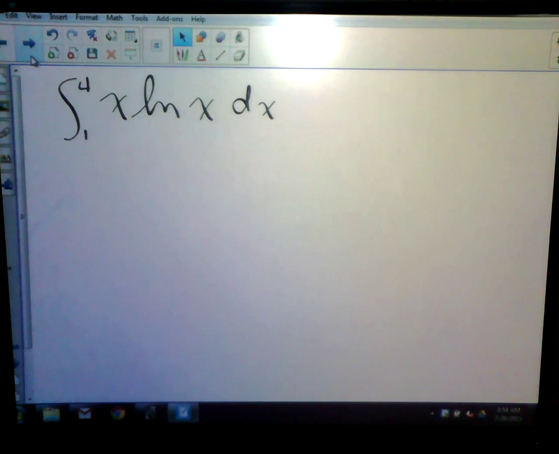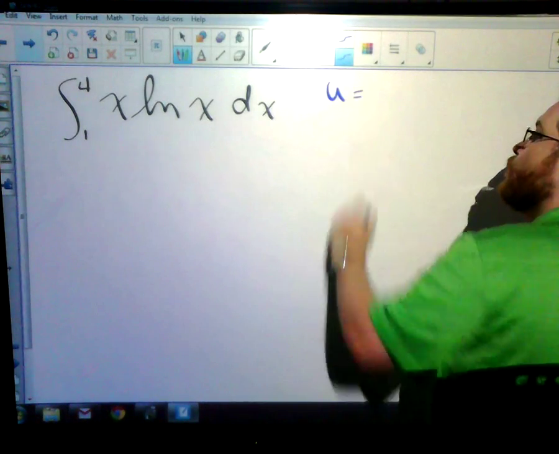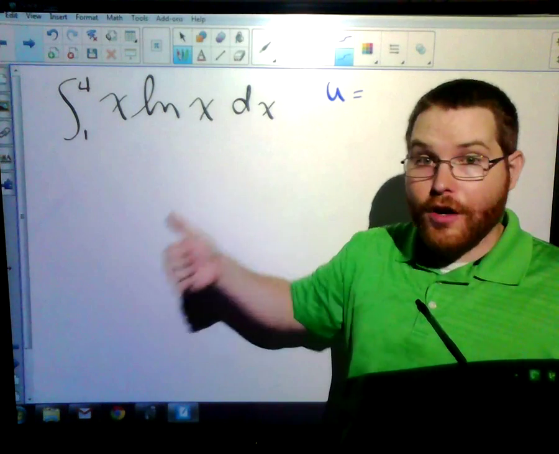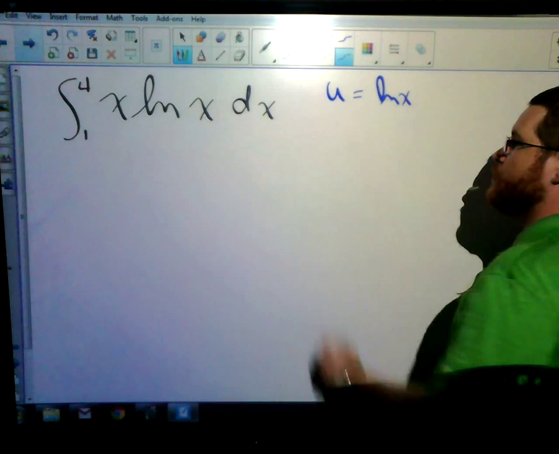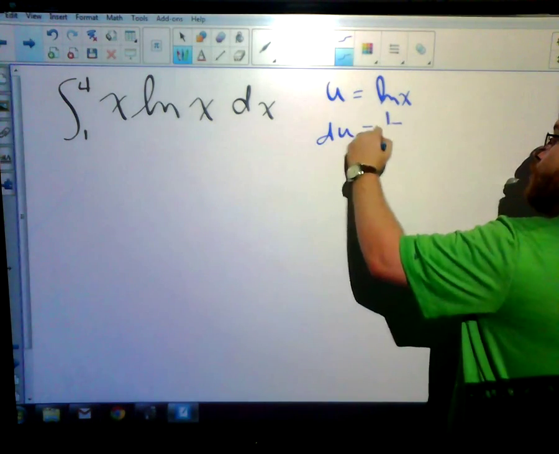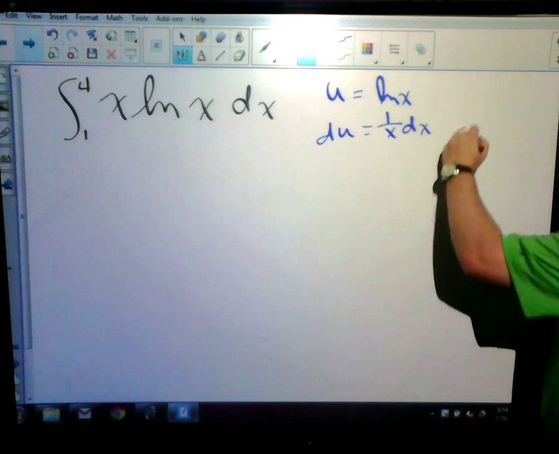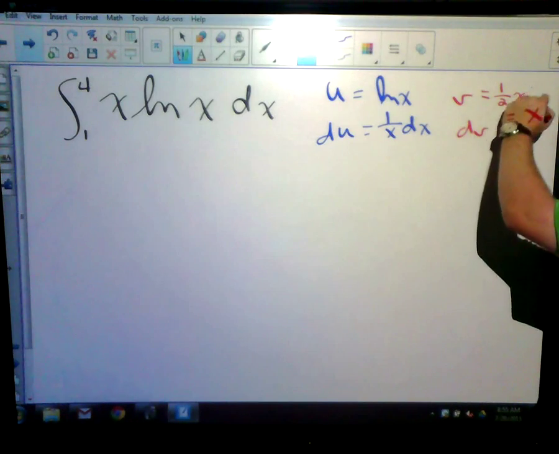Let's try this one. This is a definite integral. What are we going to call u in this problem? We're not going to call u x. Remember, LIPET. Log comes first. So natural log of x is my u, which makes du 1 over x dx, which makes dv x, which makes v 1/2 x squared.